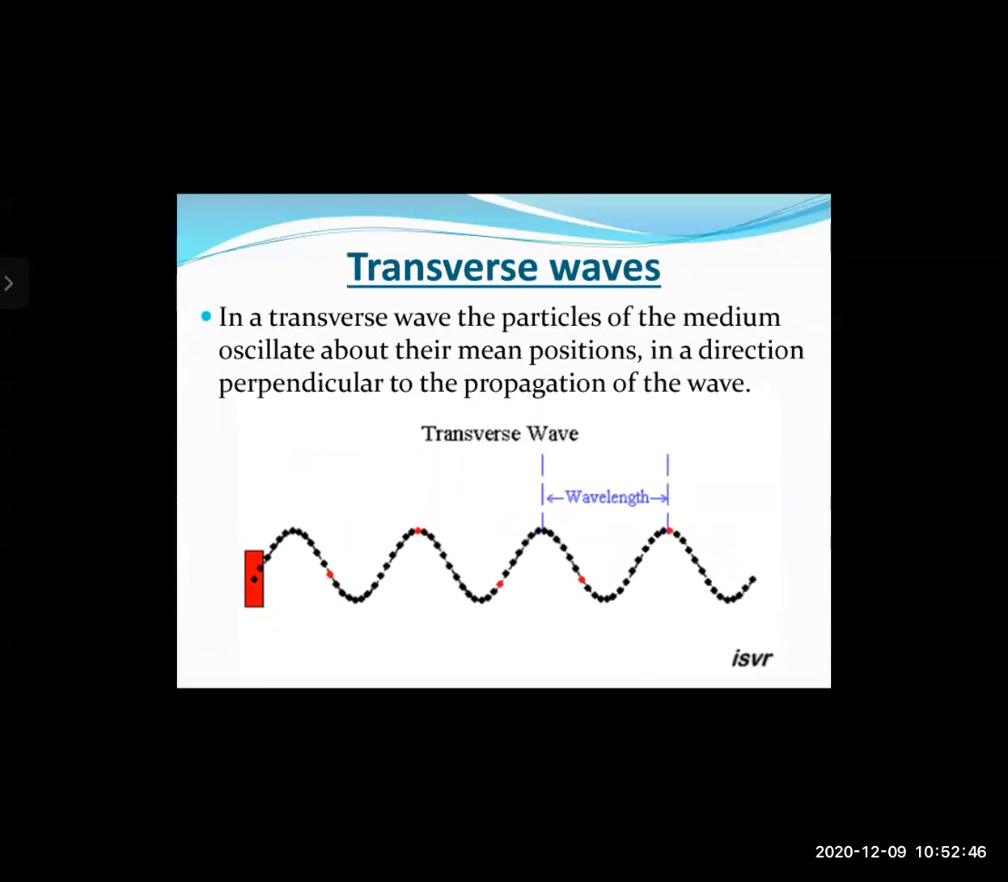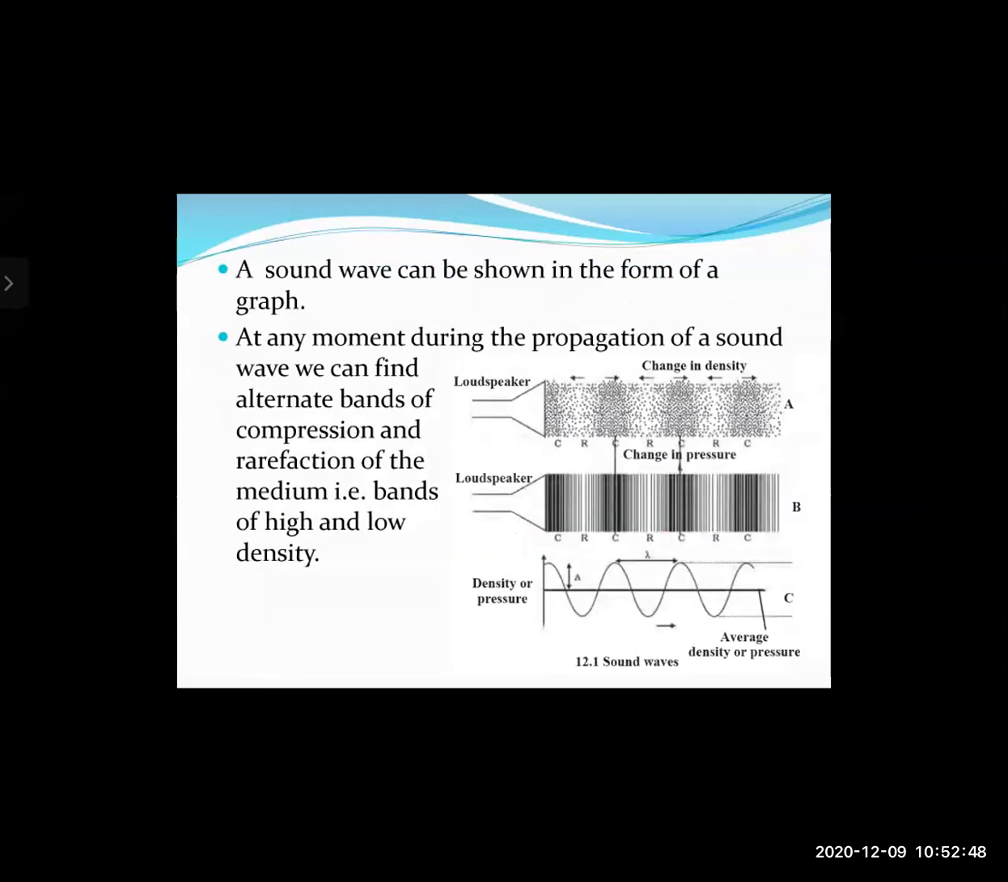Okay, now let us move on ahead. Okay, so a sound wave can be shown in the form of a graph that we will study here in this figure on the right hand side in the form of figure A, B, and C. Okay, so at any moment during the propagation of a sound wave, we can find alternate bands of compression and rarefaction of the medium, that is the bands of high and low density. Now let us observe this figure in detail.